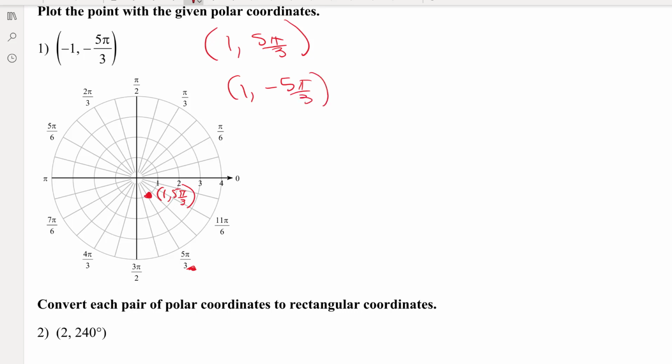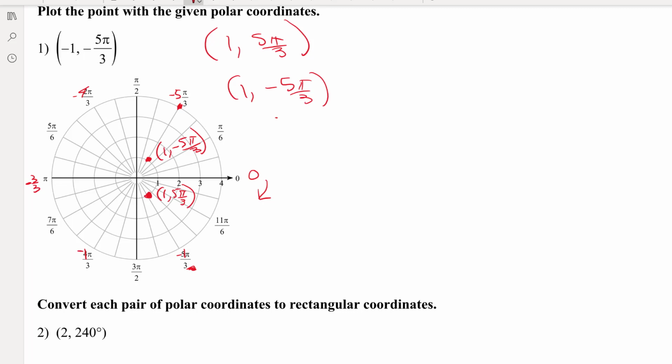so if you start here and go in the negative direction, that's -1, -2, -3 over 3, which would be negative pi, -4, -5. So this is now the angle in question, and then you go to the radius of 1, and this would be 1, negative 5 pi thirds.